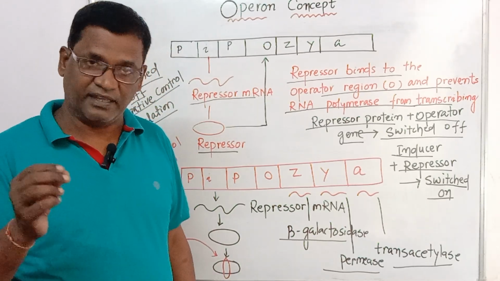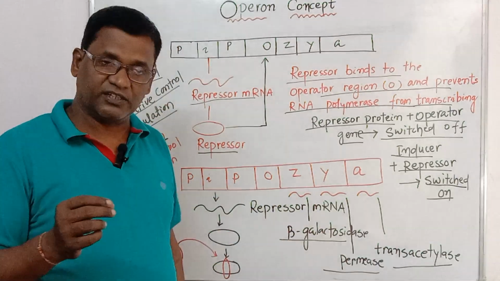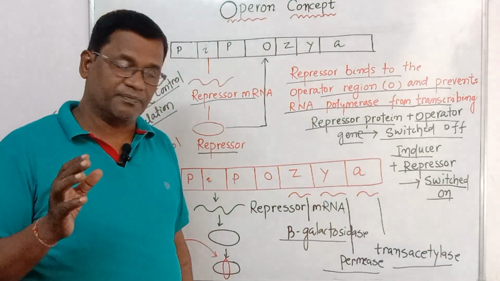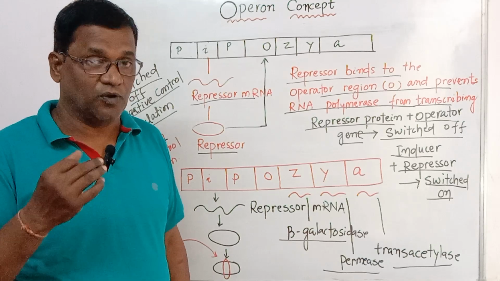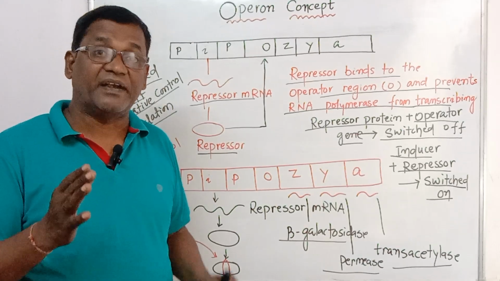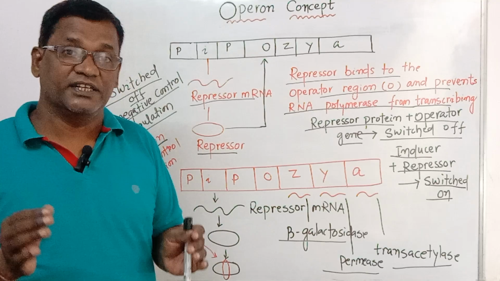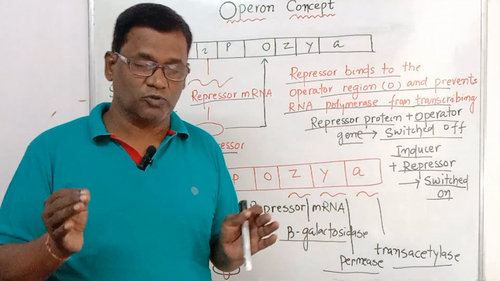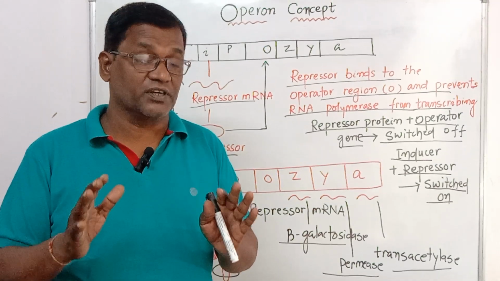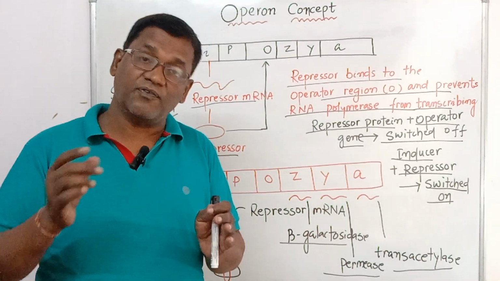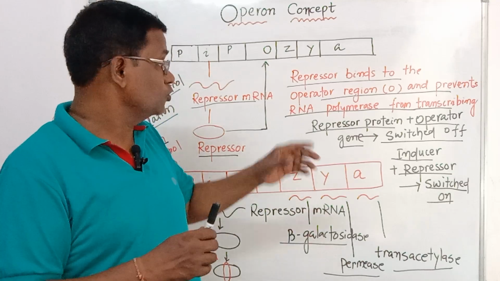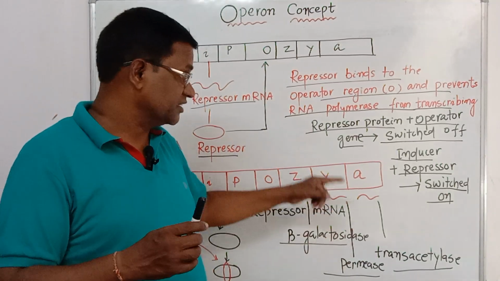Z, Y, A. Z will form the beta galactosidase, Y is form the permease, and A is form the transacetylase. This is the three enzymes which is formed and helps to metabolize the lactose. It is all about the today's lesson, and don't forget, it is a very important question in any aspect, in any form the questions will come. That's why these two equations what I told now, that is very important.